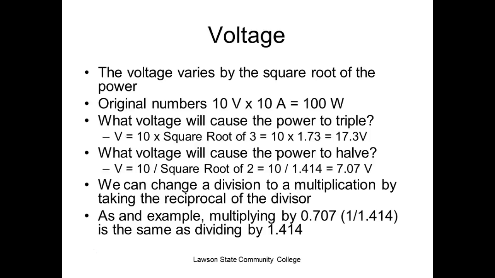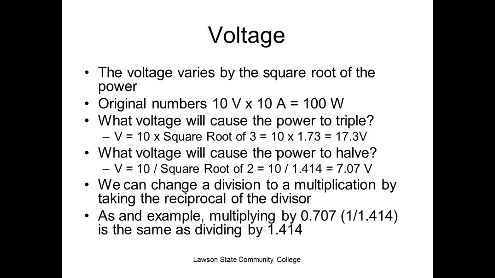Okay. So here we got 10 amps, 100 watts. What would cause it to triple? We know that. What would cause the power to halve? So 10 divided by the square root of 2. So half. Y'all understand it? The square root of 2 for half power would be, if we divide it by 1.414, then that would give me half.